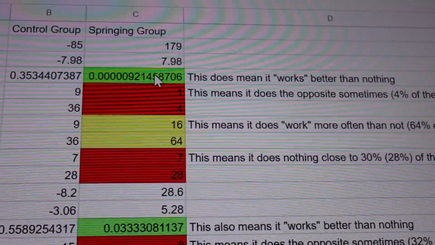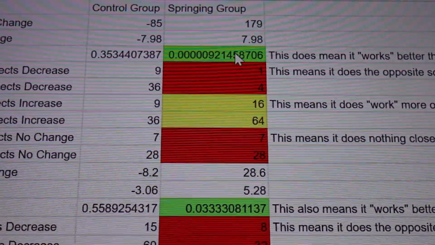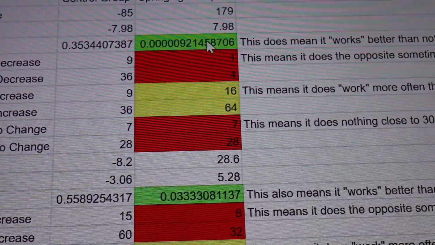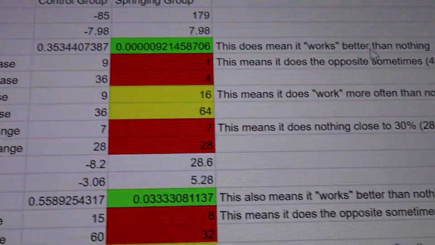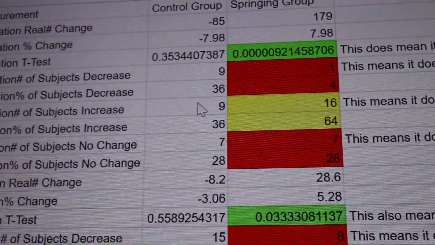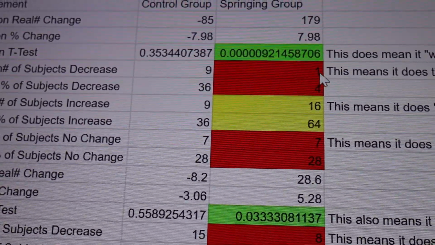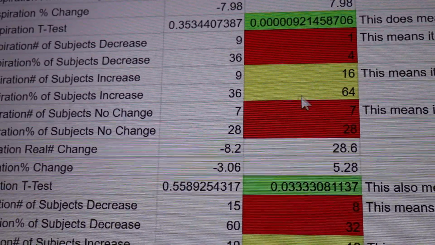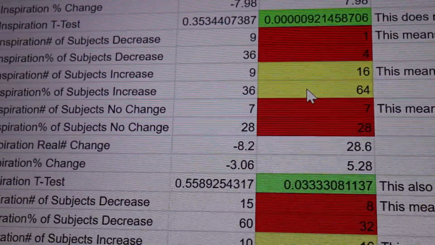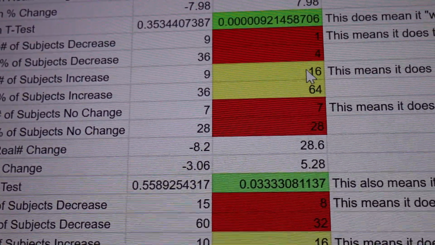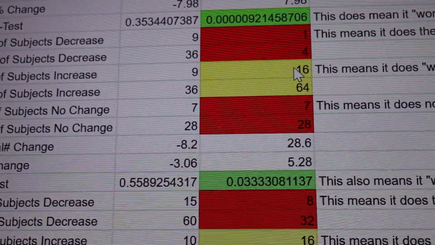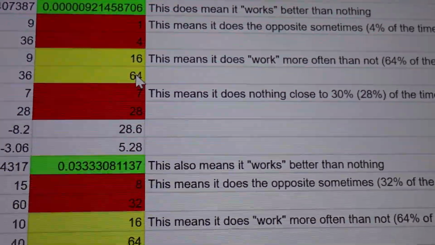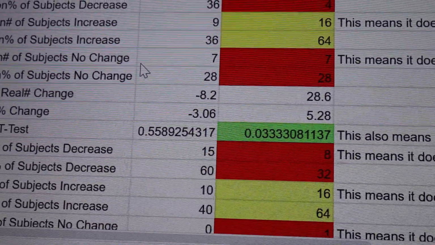Now, what I wanted to note is that while there is statistical significance between pre and post on the spring group, it does mean it works better than nothing. But when we look at the amount of subjects who had a decrease in their inspiratory volume, it was 1, which is 4%. So it's 25 total in each control and springing. There were 16 who had their inspiratory volume increase, which means 64% of the time it does work more often than not. But there are people with no change.